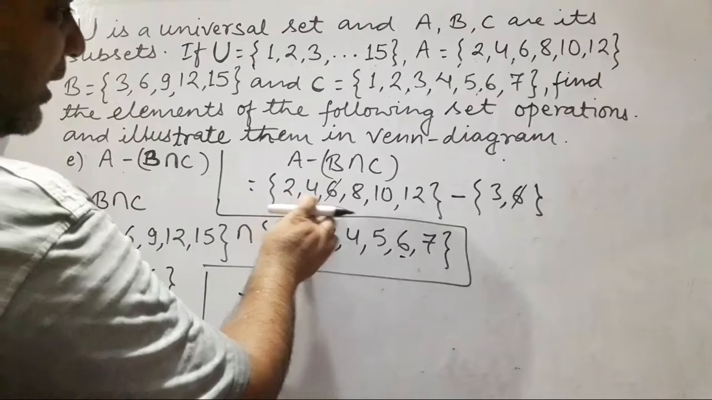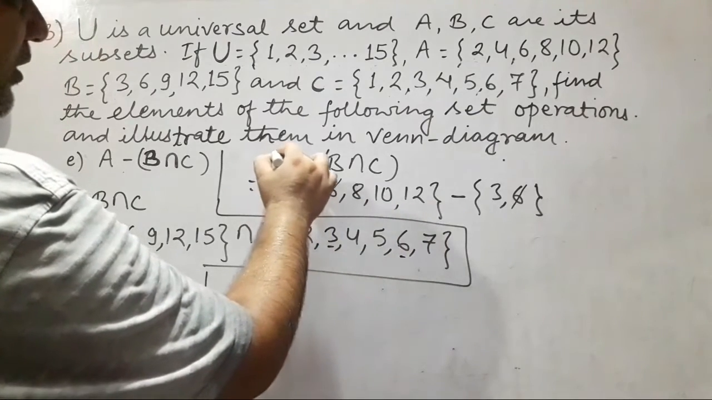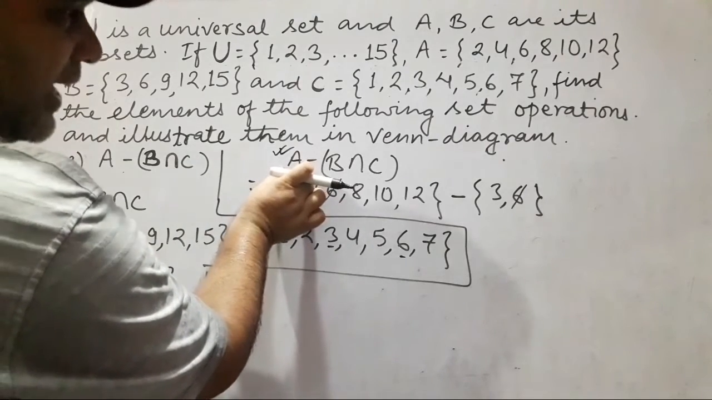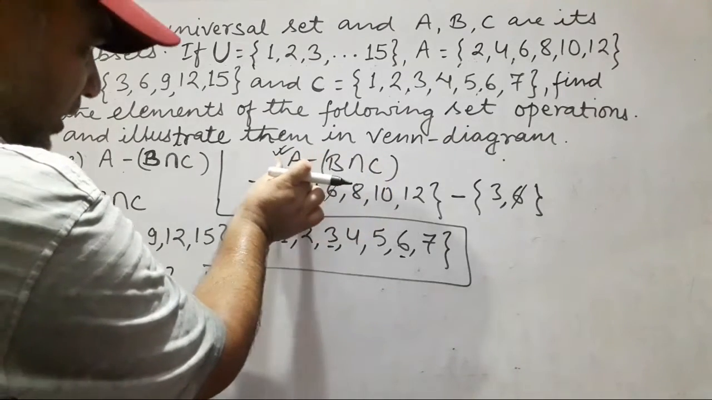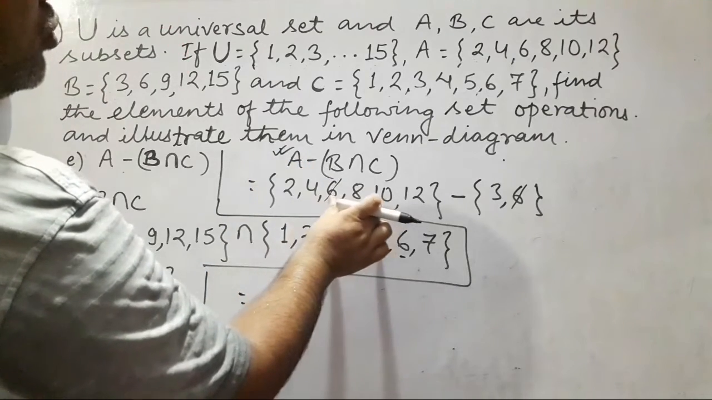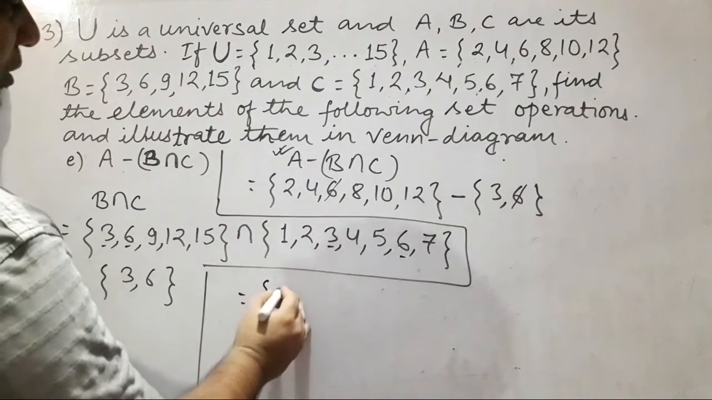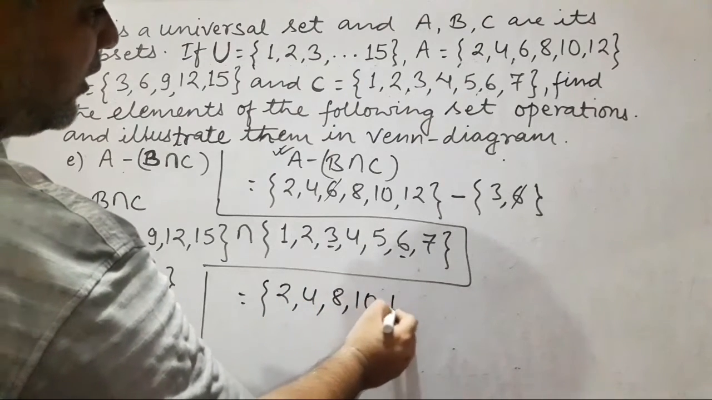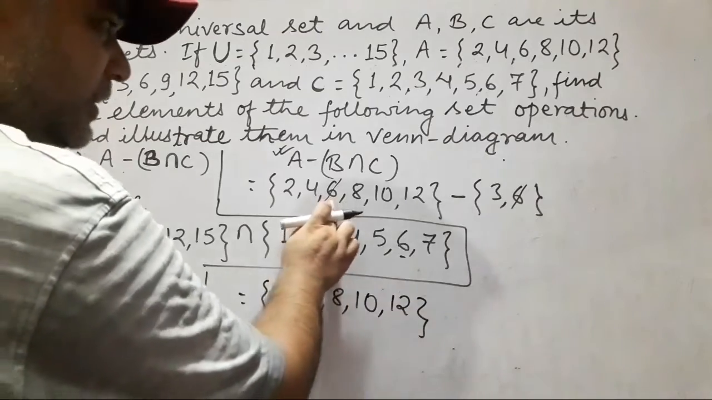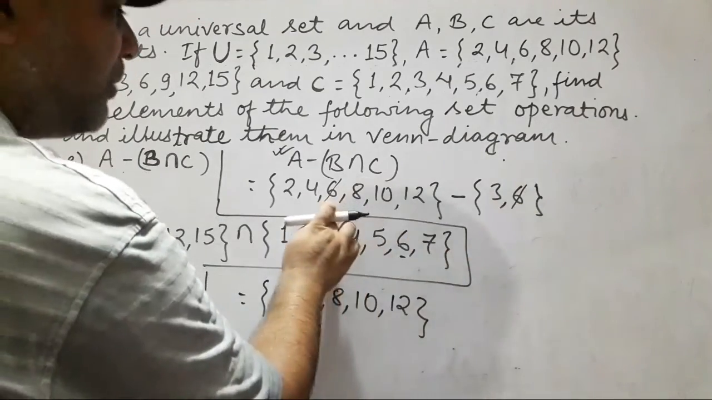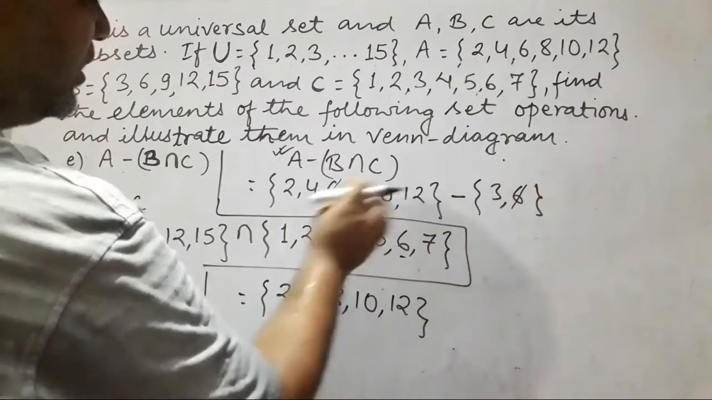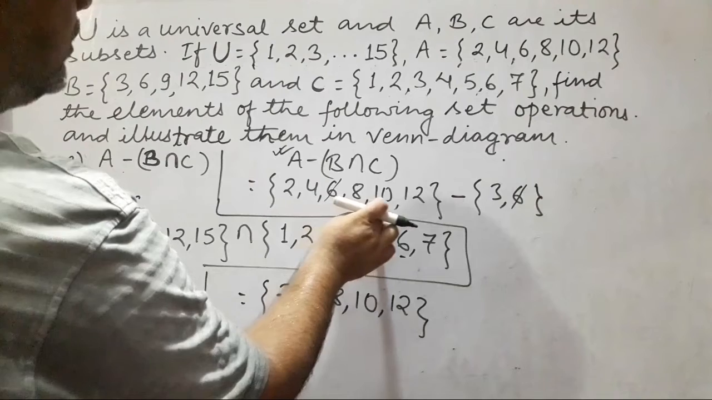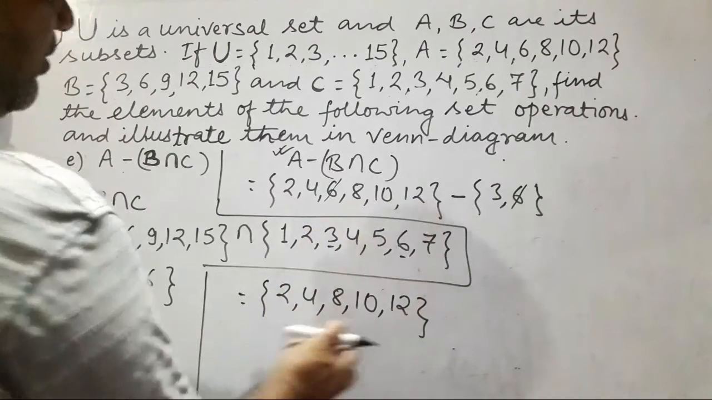Now what are the elements remaining in this first set? We shall choose this first set, and whatever elements are remaining in it, we shall note down. Those elements are 2, 4, 8, 10 and 12. Since the element 6 is common in both sets, we cancel it, that means we ignore that element, and we write the remaining elements 2, 4, 8, 10 and 12.